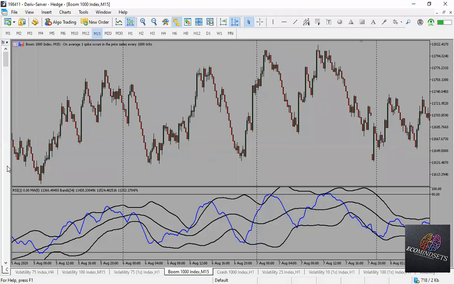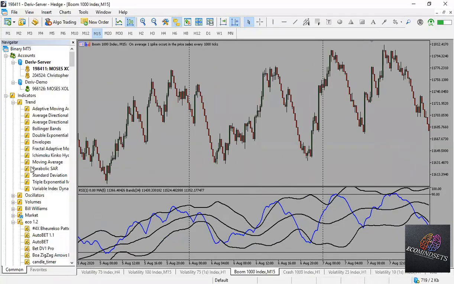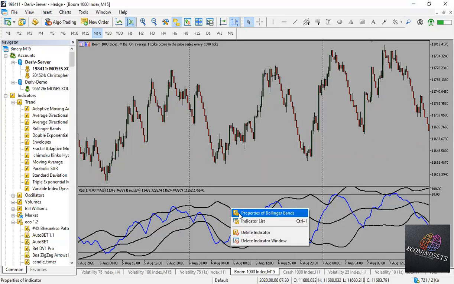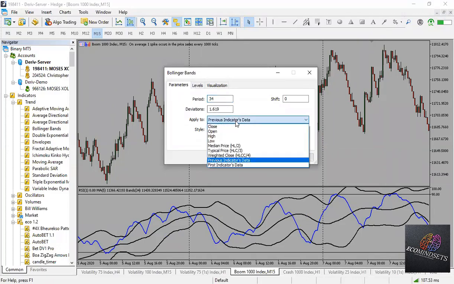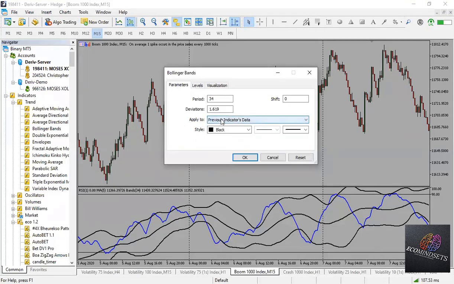So now let me add the Bollinger to the chart. Those of you that are using phone, you can add the normal Bollinger Band. Then you use these same settings that we use here. 34 as period, 1.619 as deviation. Then apply to should be close. Okay, that is for the main chart.